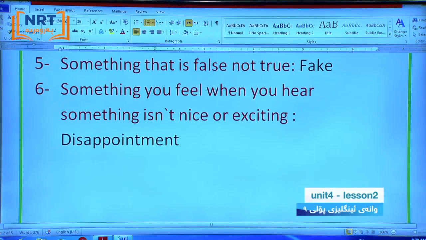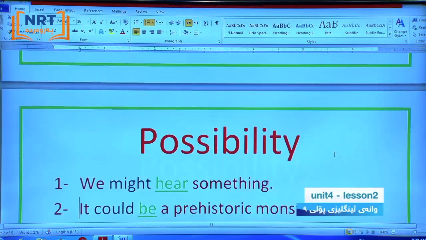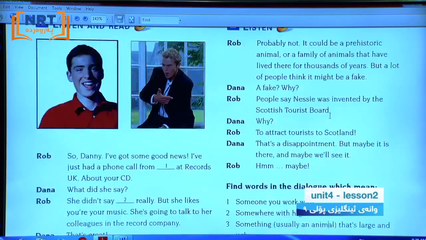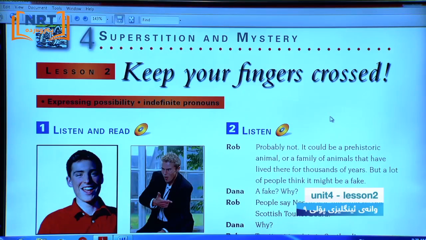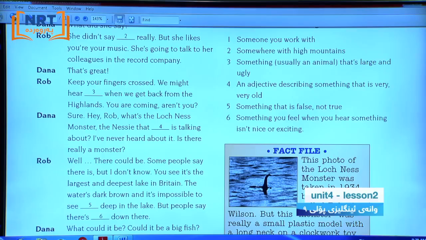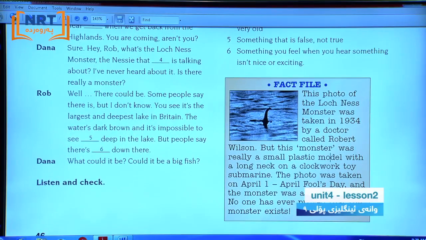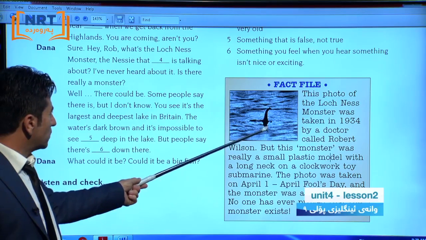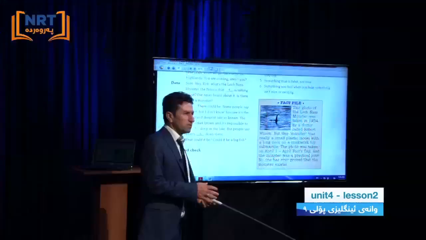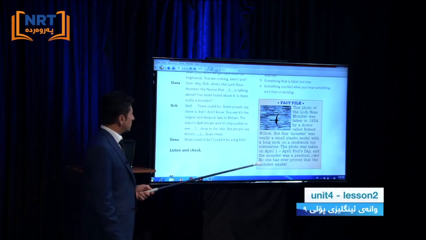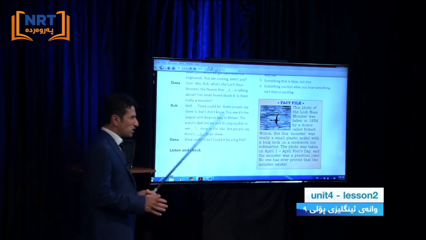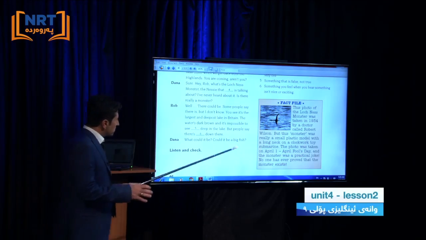Okay, if we come back to the student book here, let's talk about Loch Ness and see what Loch Ness is. Look at this photo. Here we have a photo of a monster, and they are talking about, in Britain, Loch Ness. This is Loch Ness Lake, and we said it is a deep and large lake, and it is very deep.